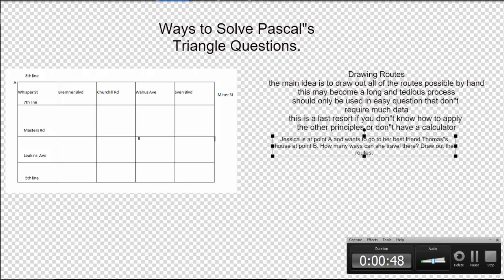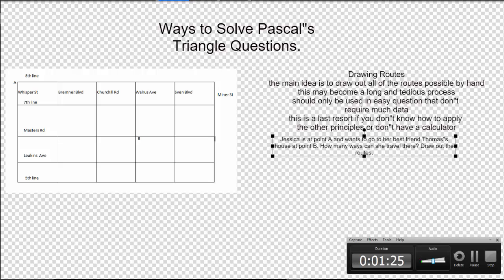You sometimes may repeat yourself and think you have more ways than you actually do, and sometimes you might not have enough. So this is a last resort and should not be used in all questions. This is only to be used in questions that are simple and don't require you to do much work, because as the questions get more complex, the method gets much harder. So again, last resort, if you don't understand any of the other principles and if you don't have a calculator, use this.